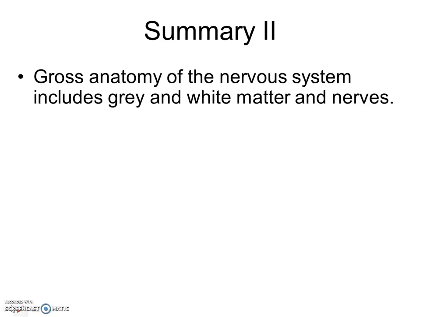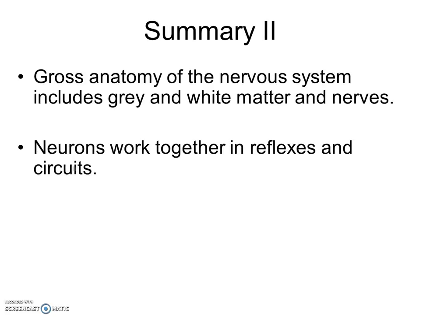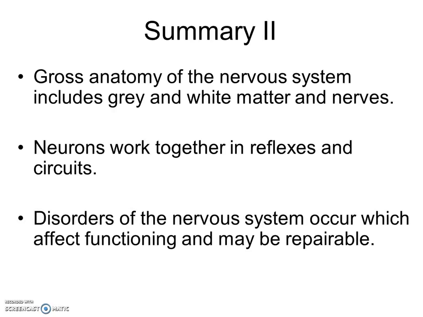So just to summarize what we have so far, we talked about gross anatomy of the nervous system, which includes gray and white matter and the nerves. Neurons work together in reflexes and circuits. And finally, disorders of the nervous system occur which affect functioning, but they may be reparable.